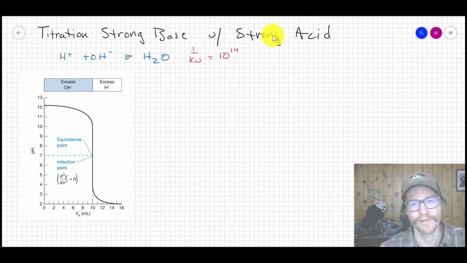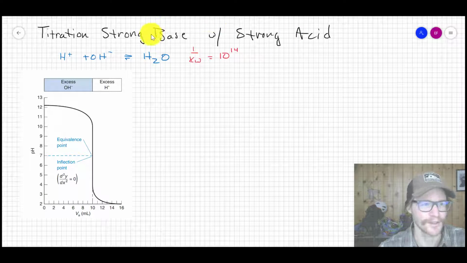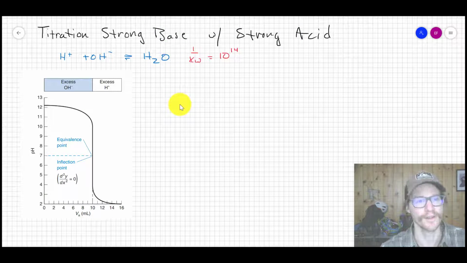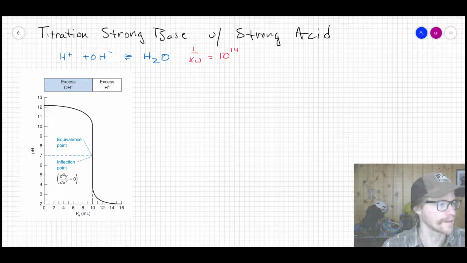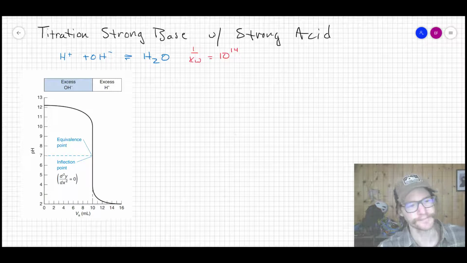Then you hold on to that for as long as you need to, and you use that to titrate whatever your strong base unknowns are. That's the experimental process there. So the titration curve looks a lot like this.